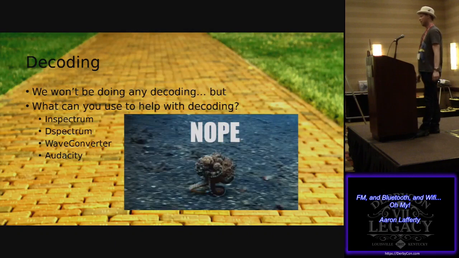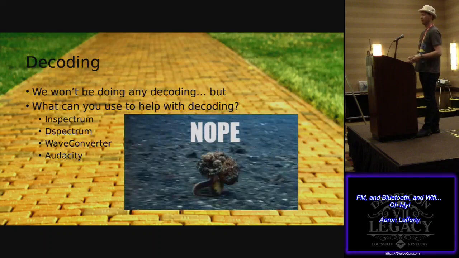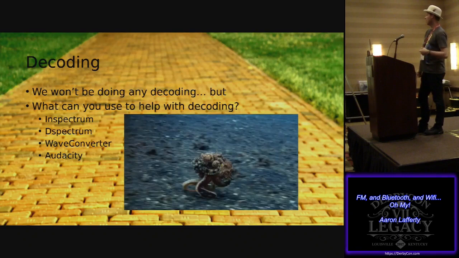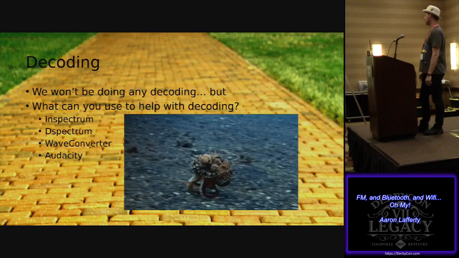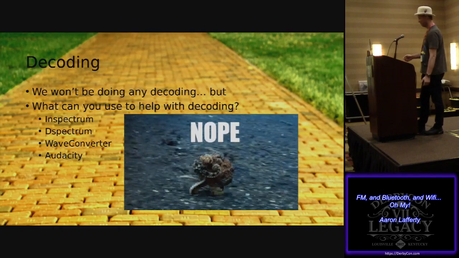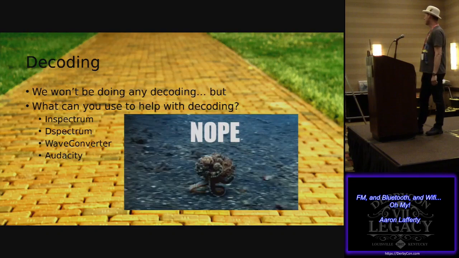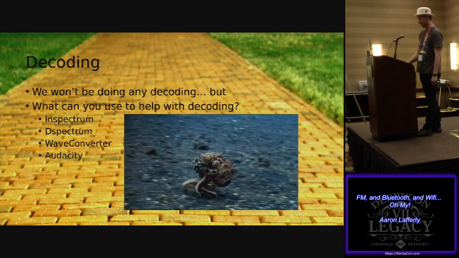So what we're going to be doing today, it's really nothing new. All of these things are already out there, but we're trying to combine them into a talk about RF in general. So we're going to be basically looking for things that are flying around in the air all around us, but we're not going to try to decode them today because, well, we could spend an hour trying to decode a garage door opener, and at the end of the hour, you could decode one garage door opener. So that wouldn't be very fun, right? But if you're interested in decoding stuff, there's some software packages out there that you can use once you've recorded your signal to help you start your decoding. In-spectrum, D-spectrum, wave converter, and Audacity are some of the ones that you would want to look at.